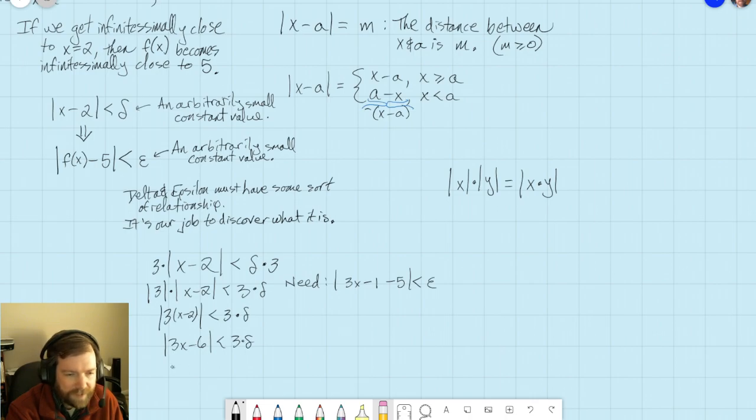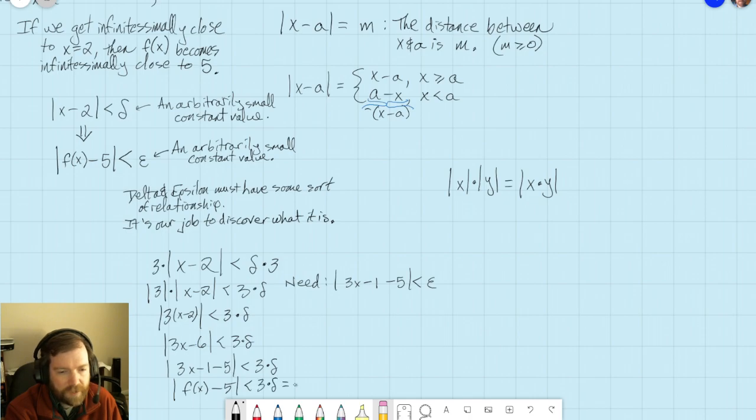And then this is going to be the absolute value of 3x minus 1 minus 5 is less than 3 delta, which says that the absolute value of f of x minus 5 is less than 3 delta, which can be equal to some epsilon, some tiny value. So now this is the proof. Now with a linear function, sure, you can go forward like this and just do it. But here's the thing.